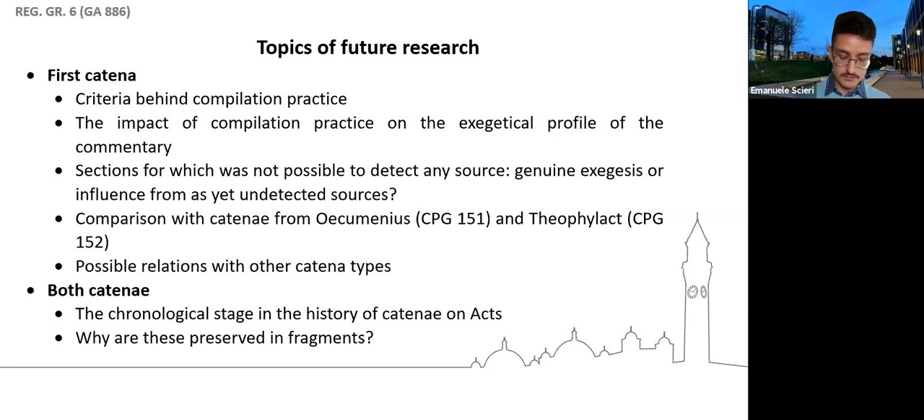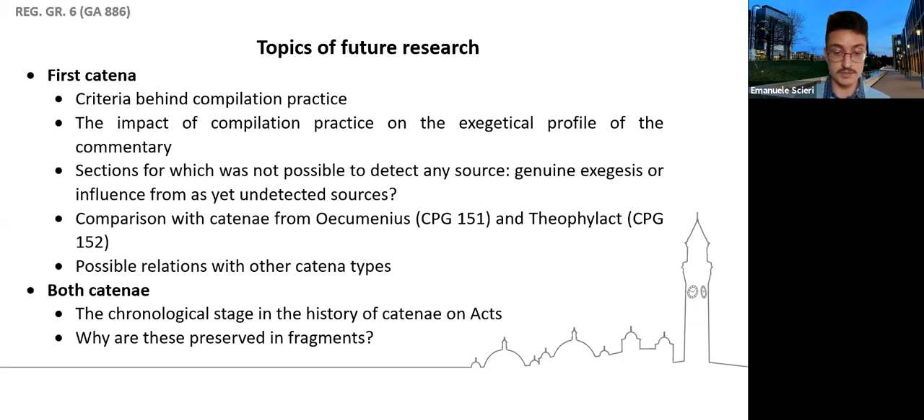Focus on sections for which it was not possible to detect any source. Do these contain genuine exegesis, or rather reveal some influence from as yet undetected sources? Comparison with catenae from Ecumenius and Theophylact, the most similar with regard to compilation techniques.